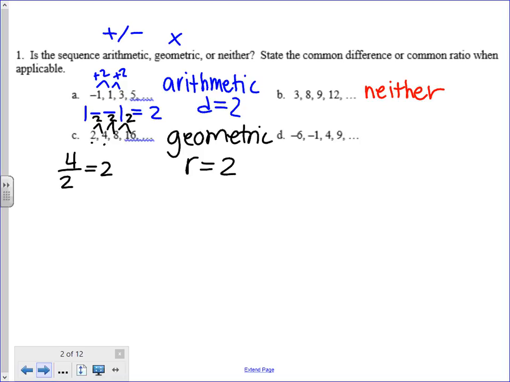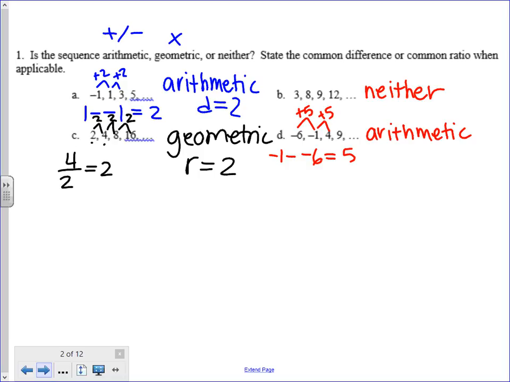All right, finally, the last sequence here. It ends up being arithmetic again. And we double check our common difference here. I take the second number minus the first number. So negative 1 minus negative 6, that is 5. And then I check it. Negative 6 plus 5 is negative 1. Negative 1 plus 5 is 4. 4 plus 5 is 9.